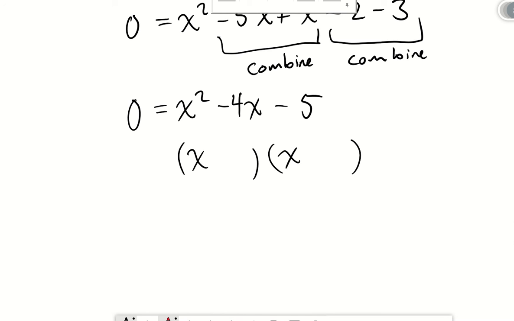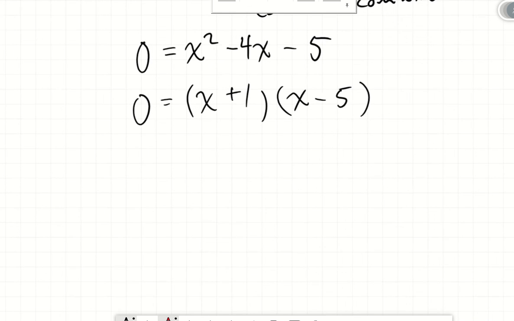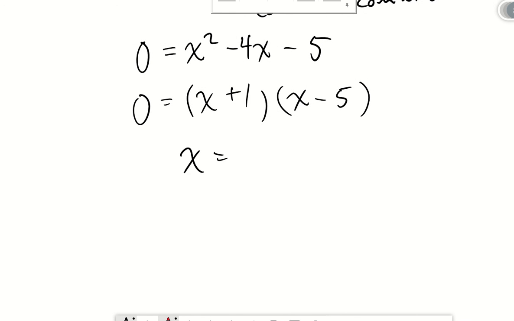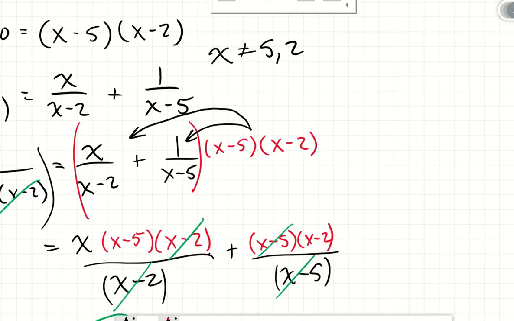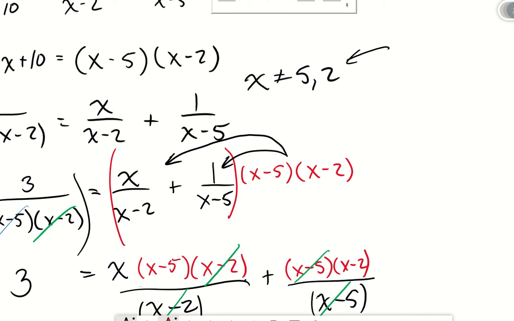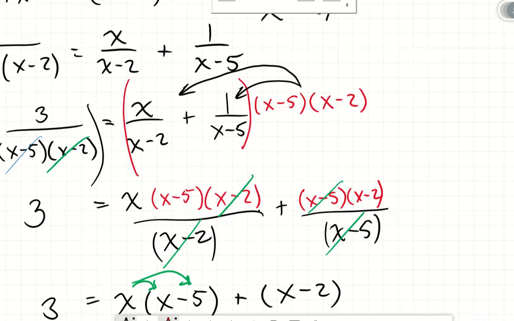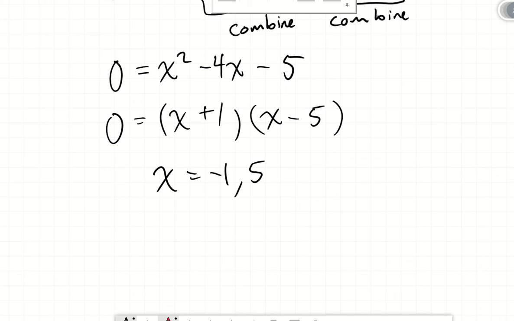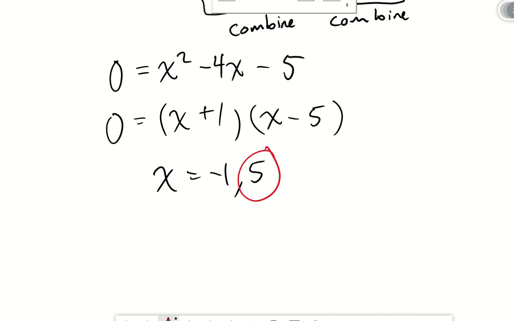x and x, and then multiplies to -5, adds to -4. That's going to be x minus 5, x plus 1. And then you get x equals -1 and 5. But wait, remember earlier we said x cannot equal 5. So that means that's an extraneous solution, and we need to cross that out. So then x equals -1.